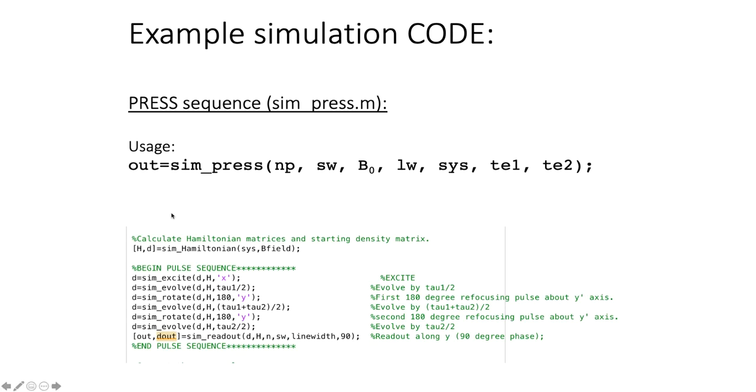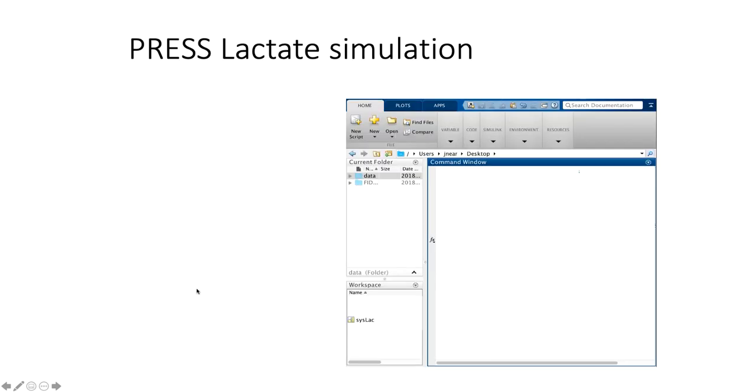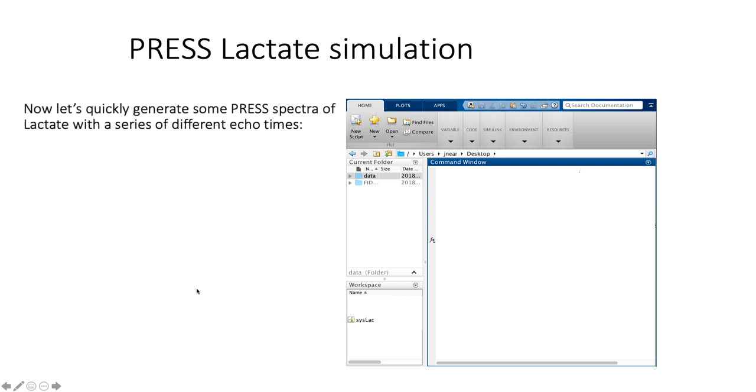If we look into the actual code of this PRESS sequence, it's also similar to the 1pulse experiment, except that we have an excitation pulse followed by two 180-degree rotations with little delays in between. We can also test this out on the lactate spin system. In this case, I'm generating a series of echo times from 20 milliseconds all the way up to 300 milliseconds, and I'm going to simulate the PRESS sequence using those different echo times using a for loop.